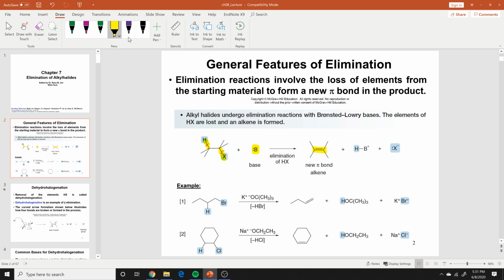So in order for elimination to happen, we know that bases take hydrogens. So the base is going to attack a hydrogen. Now, which hydrogen is the base going to attack? Not any hydrogen, it's a specific hydrogen. And the hydrogen that the base wants to attack has to be an acidic hydrogen. So normally an acidic hydrogen is a hydrogen next to the partial positive charge carbon.